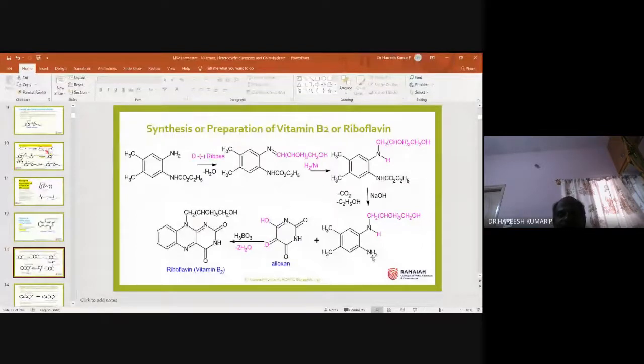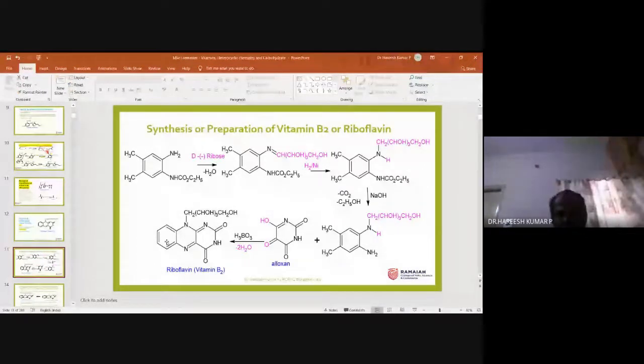What it means is the removal of water, more particularly two molecules of water: HOH, one water, and OH2, another water. So you can write this part like this. Then N will form a double bond with this, and N forms a new bond with this carbon. That is how riboflavin is obtained.